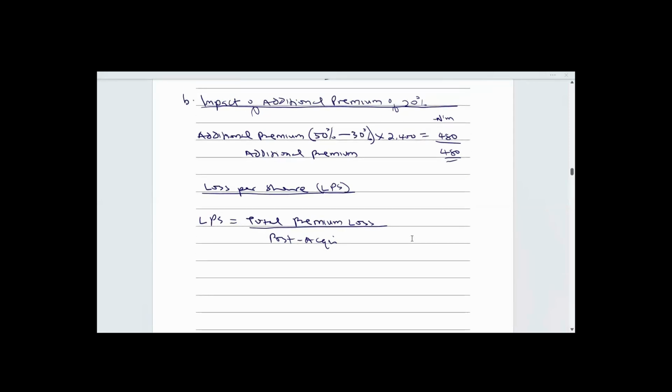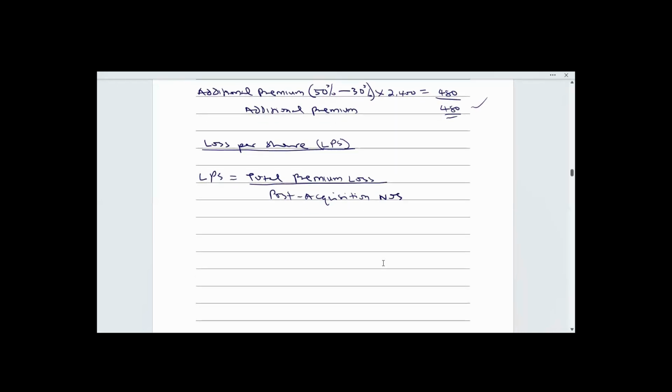So before the break in transmission, I was trying to explain that we are asked to determine the impact of the increase in premium from 30% to 50% on the shareholders of EPPLC. So for you to be able to do that, after you have calculated the additional premium paid, which is 480 million naira, you need to determine the loss per share. That is the additional premium EP will pay per share. So to do that, the total additional premium is divided by the post-acquisition number of shares. So we get the loss per share.